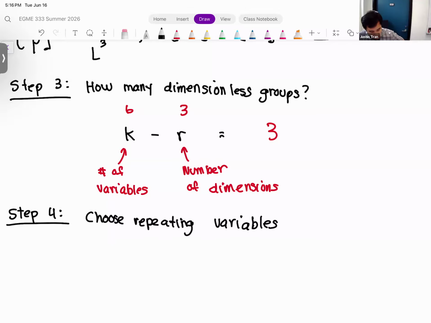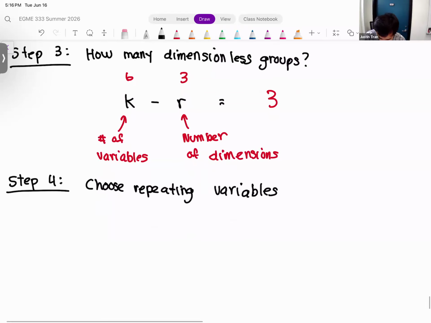Our selection here is going to be very similar to our previous example. We're going to choose the width of the sign, the density of the fluid, and the velocity. Now you could also pick the height of the sign instead of the width. That's fine as well, but you do have to pick one. I chose the width here, but there's no reason to favor one over the other.